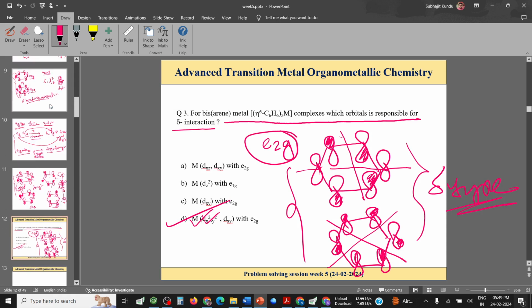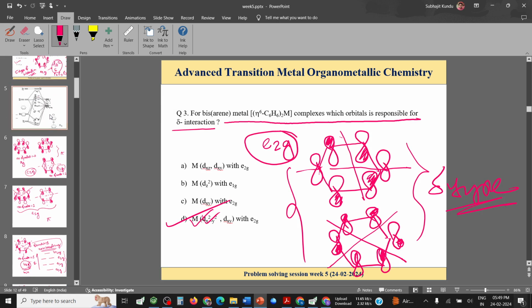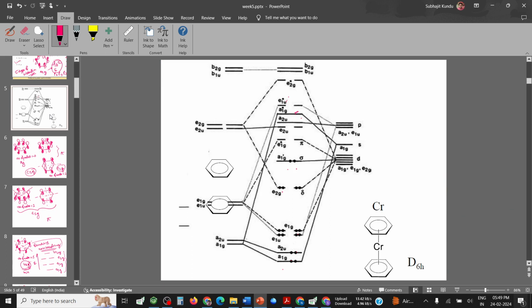Molecular orbital diagram, which I explained. Here the one extra electron will go out, that is, going out of the A1G star orbital. So here only two electrons are there. If one electron goes out, that will be this A1G1. So without knowing the molecular orbital diagram, this question is very difficult to answer.